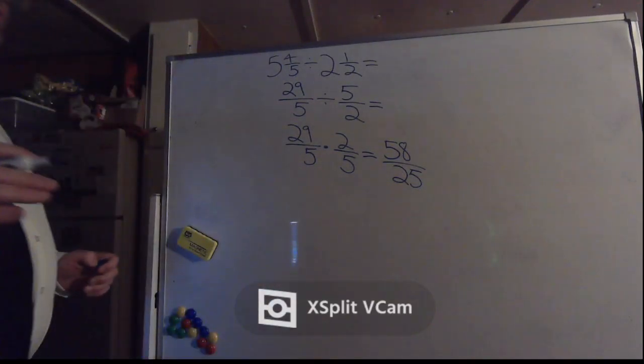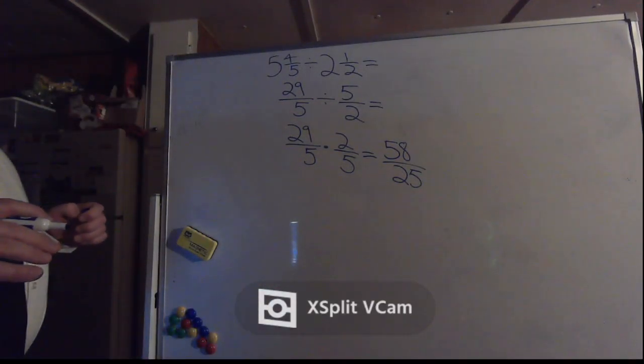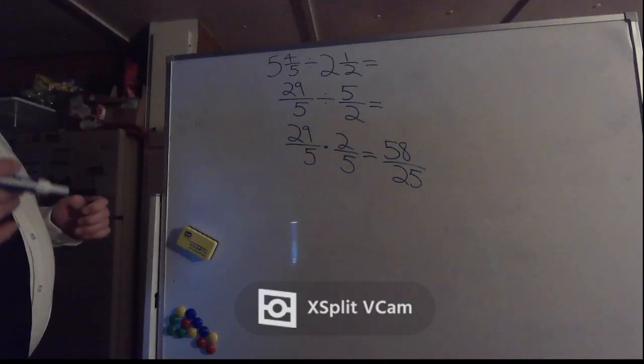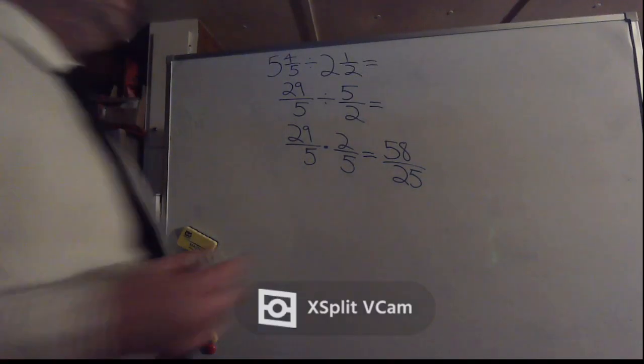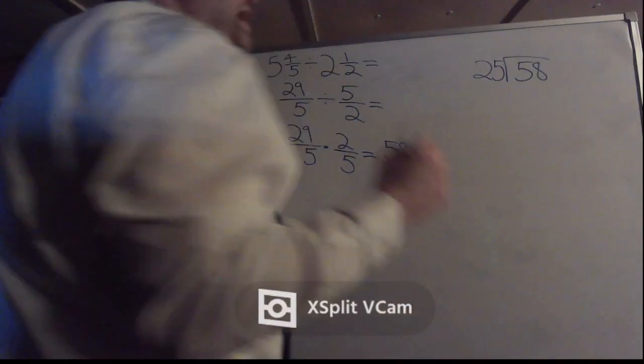So now what we have here is an improper fraction. We need to get a mixed number. So go through to your division. 58 divided by 25. And 25 goes into 58 how many times? Twice. 2 times 25, well, that's 50. 58 minus 50 is 8.